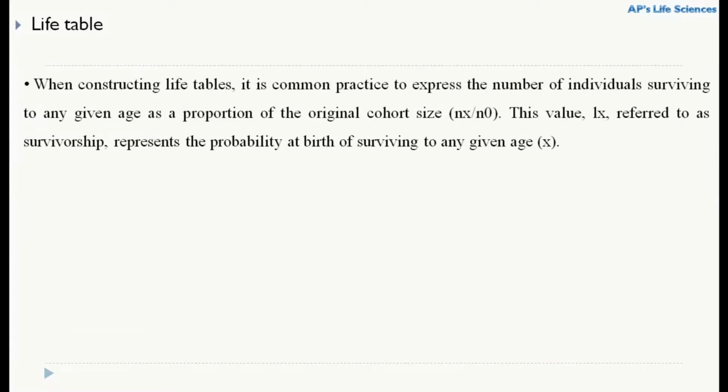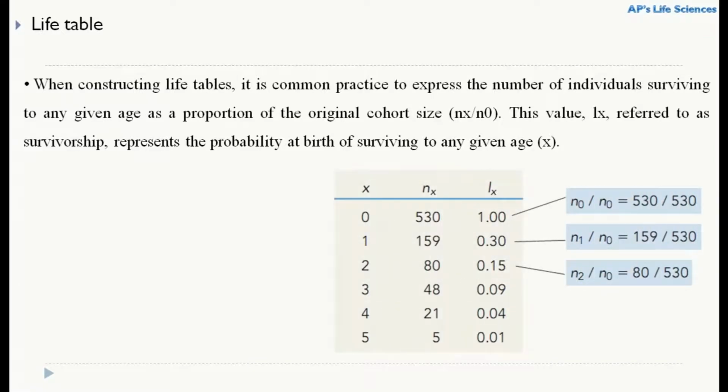When constructing the life table, it is common practice to express the number of individuals surviving to any given age as a proportion of the original cohort size, that is nx by n0. This value, that is lx, is referred to as survivorship, which represents the probability at birth of surviving to any given stage or any given age x. So lx particularly represents the survivorship rate.